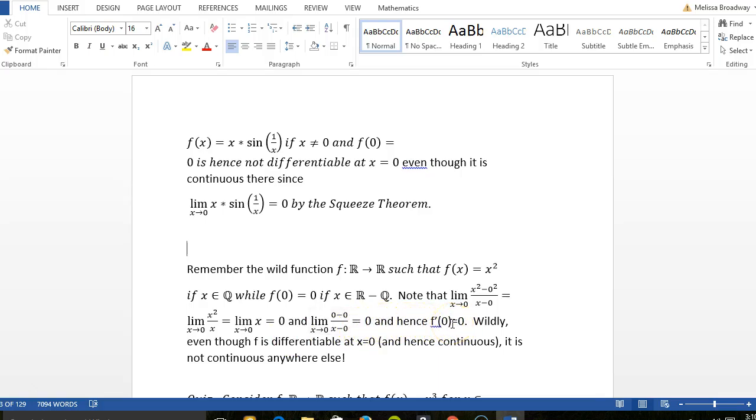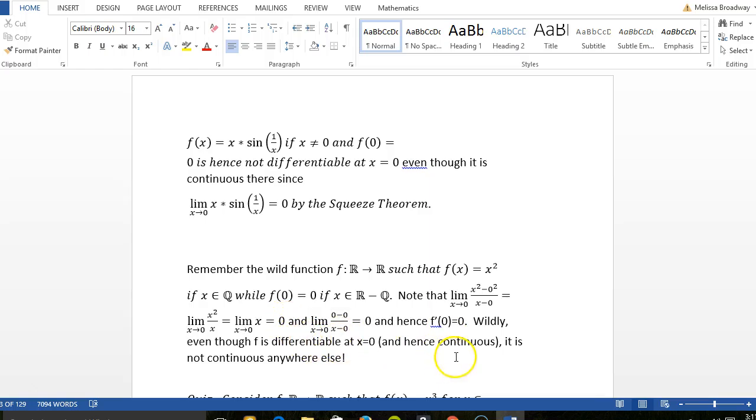Guys, you know what's wild? F is differentiable at 0 and hence continuous there, but it's not even so much as continuous at any non-zero point. It's discontinuous at all the other real points. Like if you pick a domain x value that's not 0, f is going to be discontinuous at that x value. That to me is wild and crazy. It's true.